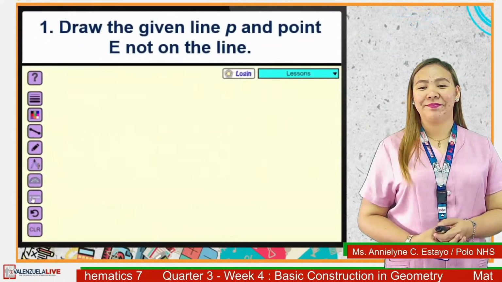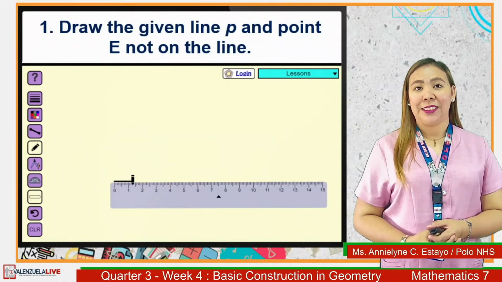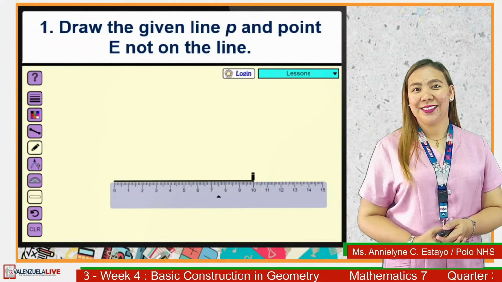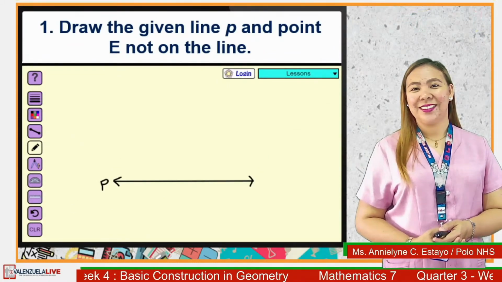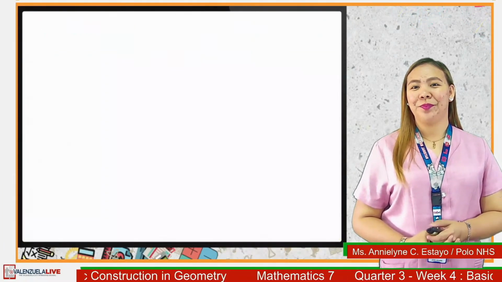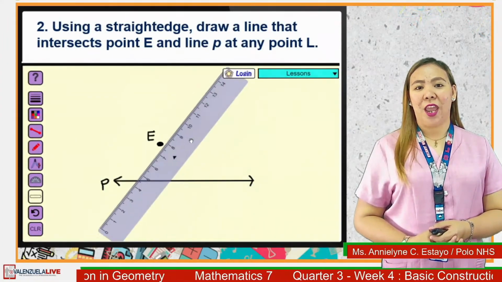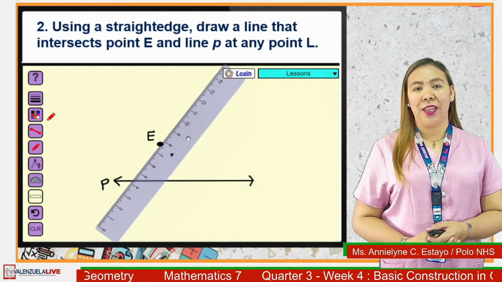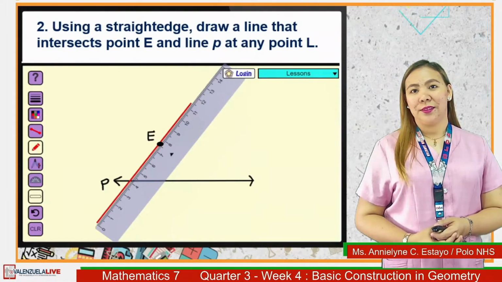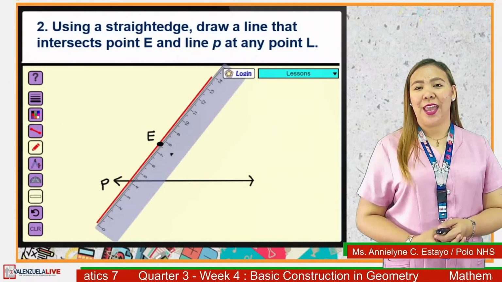Step 1. Draw the given line P and point E not on the line. Step 2. Draw a line using a straight edge that intersects point E and line P at any point. Name the point of intersection as point L.